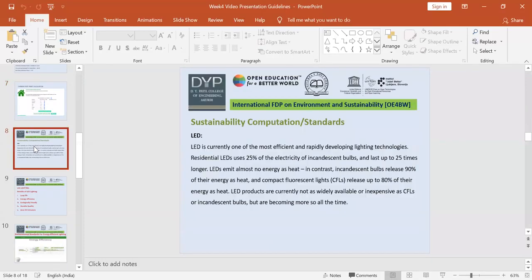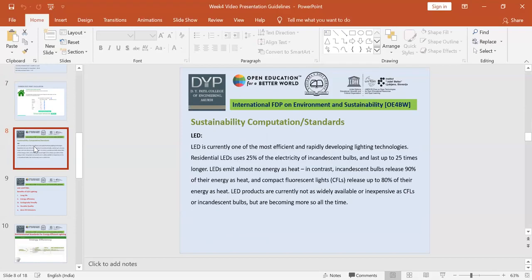And there are sustainability or competition standards. LED is currently one of the most efficient and rapidly developing lighting technologies. Residential LED uses 25% of the electricity of incandescent bulbs and lasts up to 25 times longer. LEDs emit almost no energy as heat. In contrast, incandescent bulbs release 90% of their energy as heat, and compact fluorescent lights, CFLs, release up to 80% of their energy as heat.